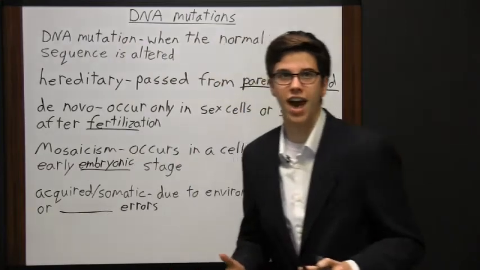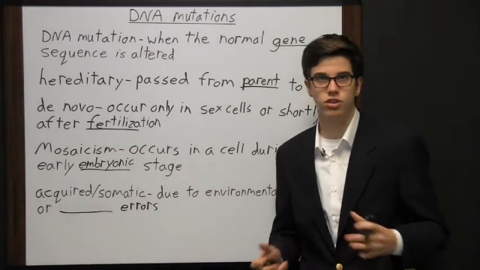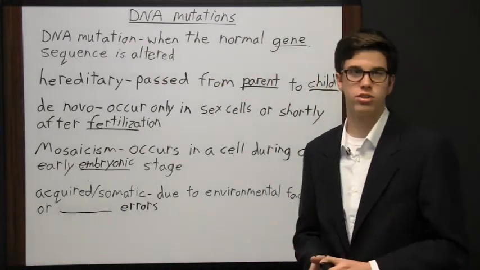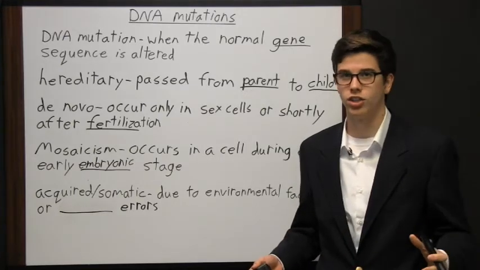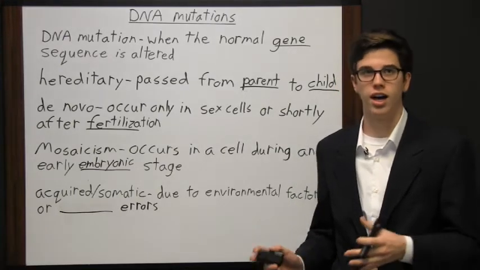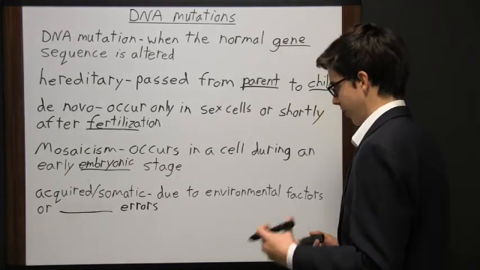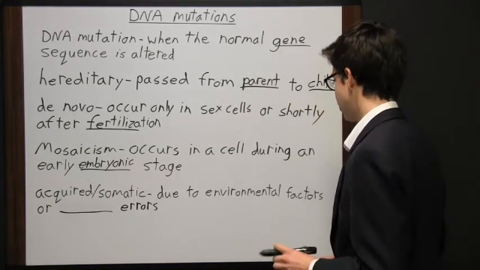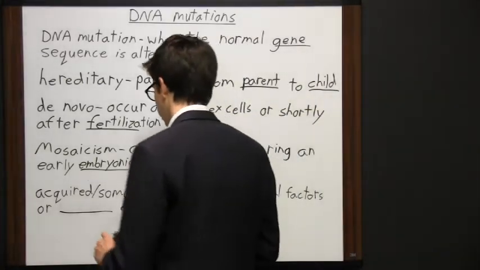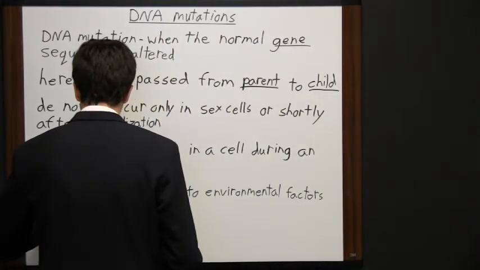Now, the result of that is that certain cells are going to have this disorder, whereas you're not going to see the results of the mutation in other cells. And then we have acquired mutations, or we could call them somatic mutations. This is due to environmental factors or replication errors.